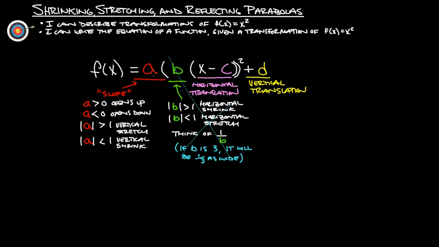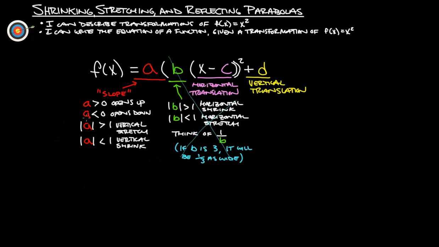What you need to understand is the a. I tend to think of this as really the slope. It's not the slope, but it's the slope to the next point from the vertex, only to the next point. It doesn't work for any past that. Basically, if a is greater than 0, it opens up. If a is less than 0, it opens down. If the absolute value of a is greater than 1, like negative 1.5 or 1.5, it's vertically getting stretched. And if the absolute value of a is less than 1, like 0.5 or negative 0.5, those are vertically shrinking.